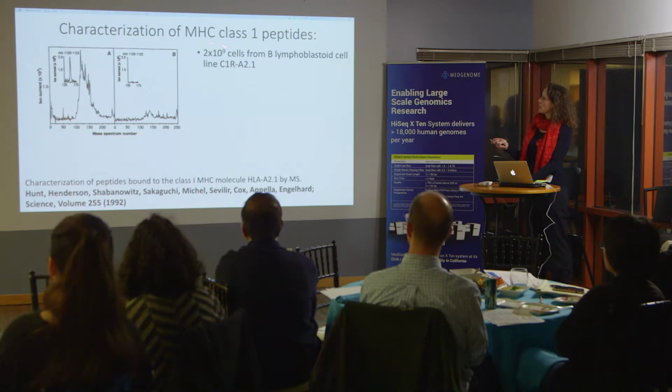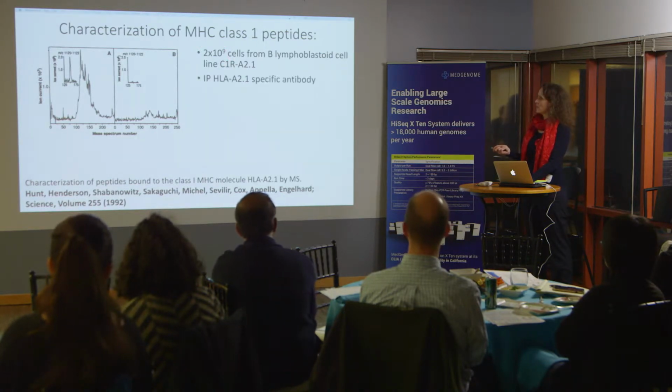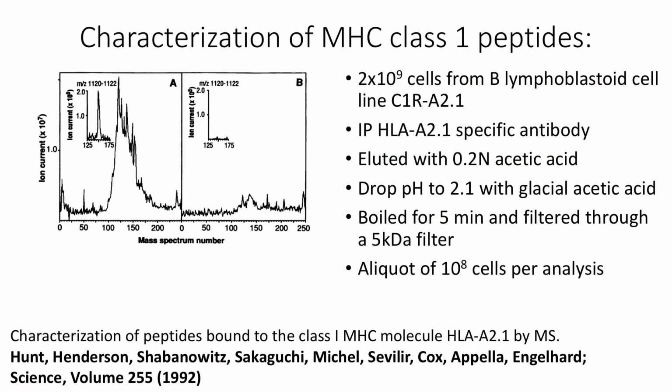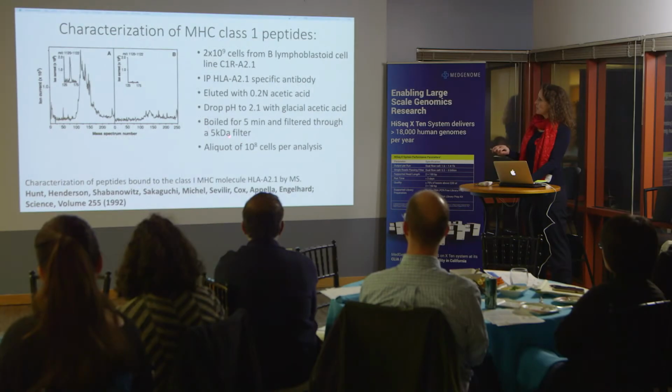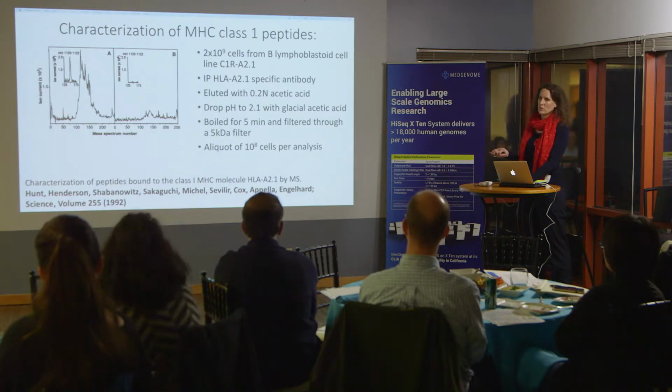This is the amount of cells he used back then, which is not that far off what people are actually using nowadays. He purified this HLA allele using a specific antibody. That's pretty much what people still do today. He eluted with acetic acid, he boiled it off the MHC, and then he sent it through a 5kD filter to just get the peptides. And then per analysis injection into the mass spec, if you don't assume any losses, he injected about an equivalent of 10 to the 8 cells.